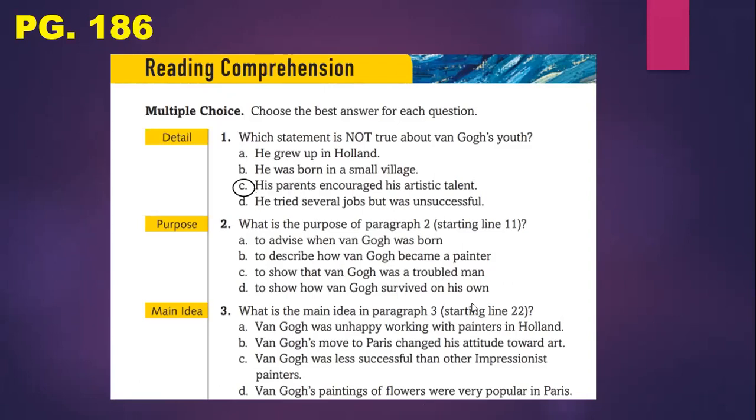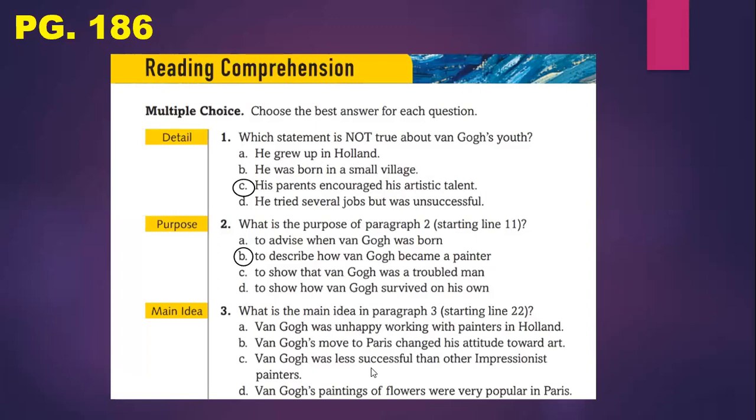What about number 2? What is the purpose of paragraph 2, starting line 11? To advise when Van Gogh was born, to describe how Van Gogh became a painter, to show that Van Gogh was a troubled man, to show how Van Gogh survived on his own. Interesting facts. But what is the best one? Yes, it's letter B, to describe how Van Gogh became a painter. Thank you. In this case, it's letter B, number 2. Thanks, Melly.